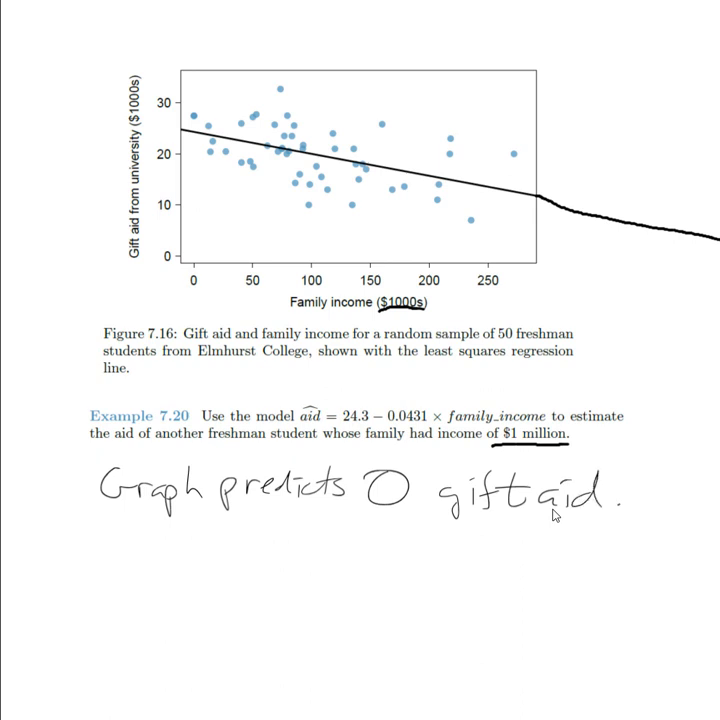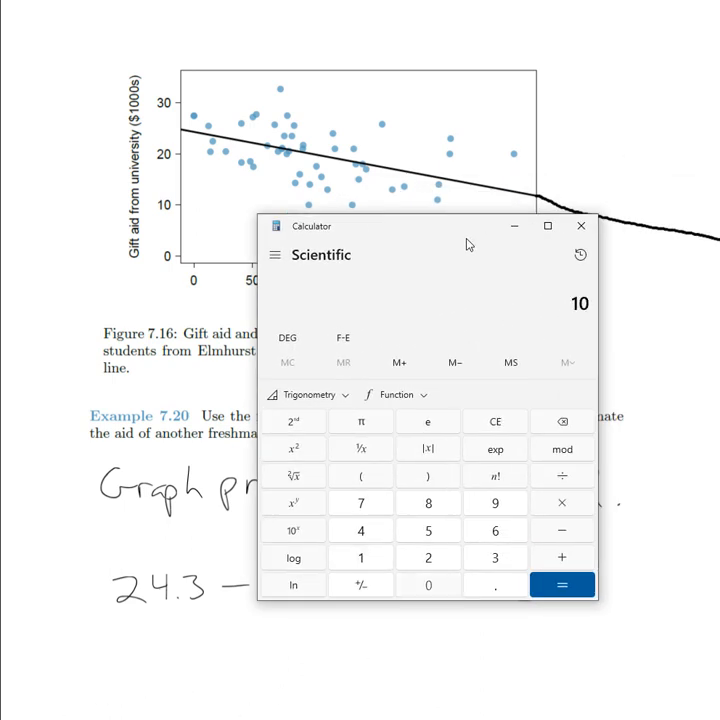But we can also use this equation. So the equation says the aid is equal to 24.3 minus 0.0431 times the family income. In this case, we have to say it's 1,000 because 1,000 is 1 million.